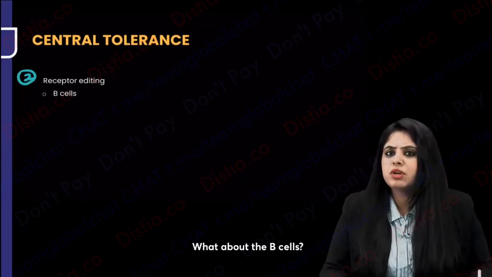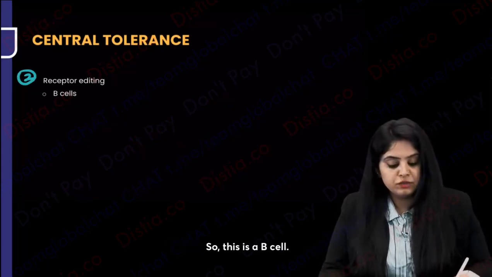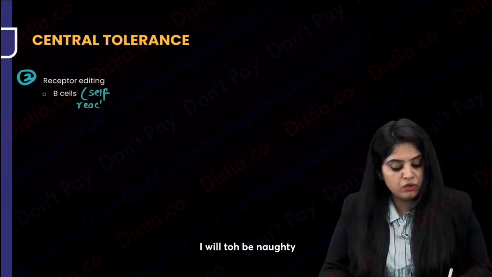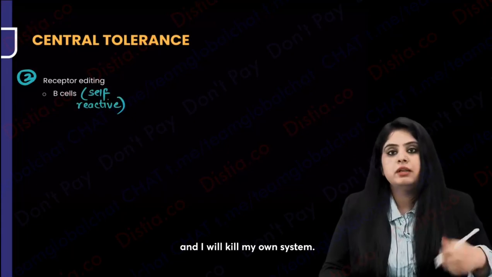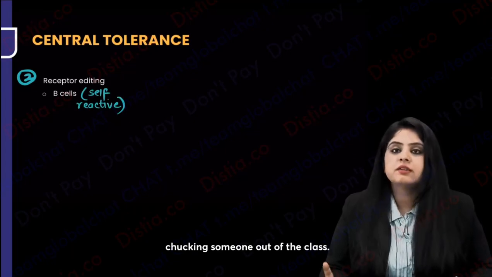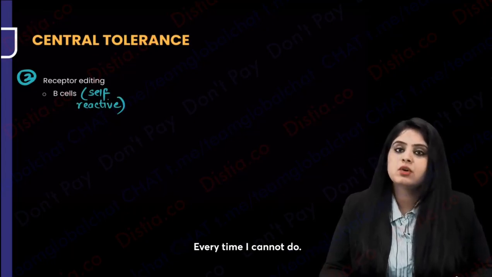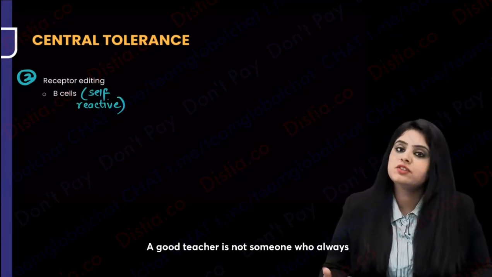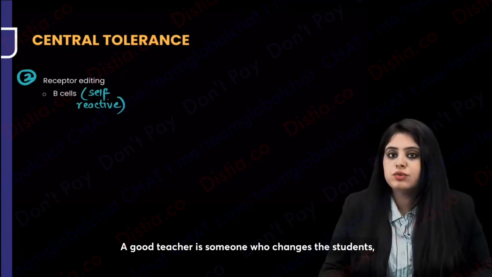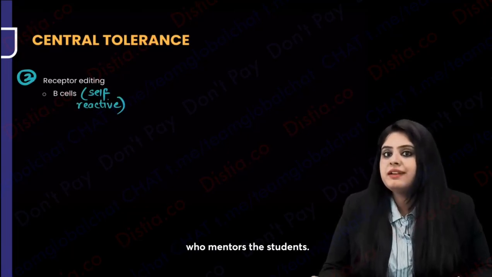What about the B cells? What about the naughty B cells? So this is a B cell. If it is saying that I will be naughty and I will kill my own system, every time the solution is not chucking someone out of the class. Every time I cannot do it. A good teacher is not someone who always chucks the students out of the class. A good teacher is someone who changes the students, who counsels the students, who mentors the students.